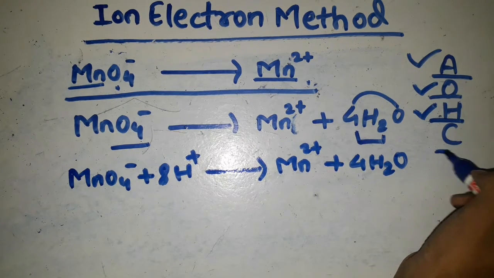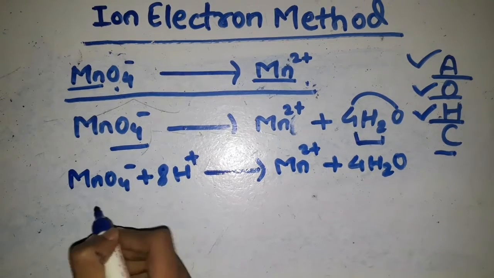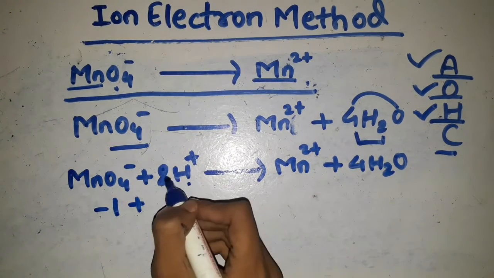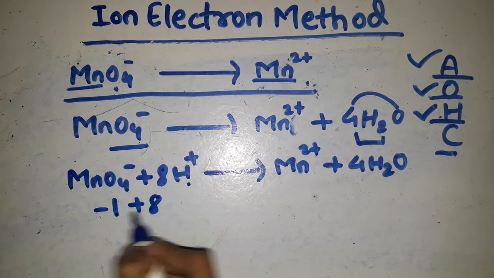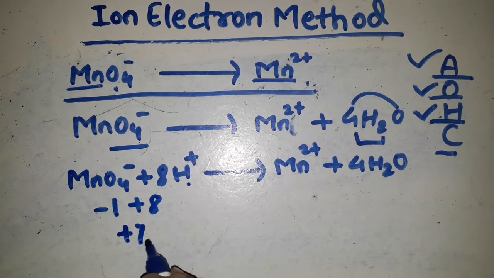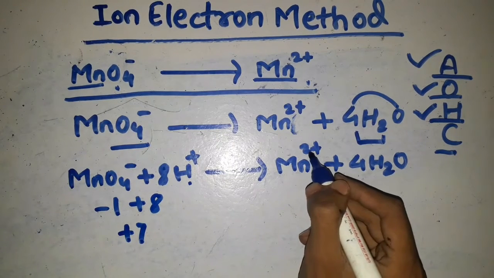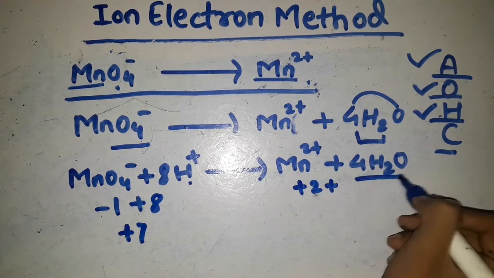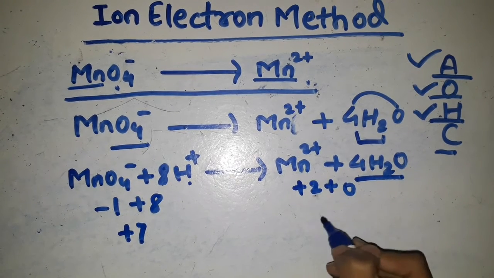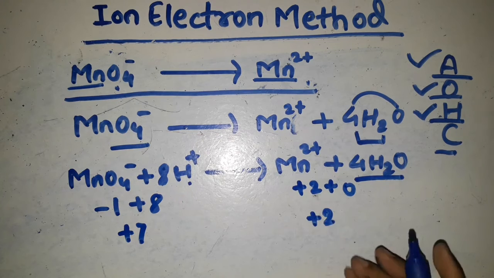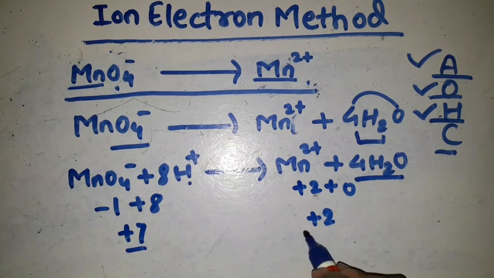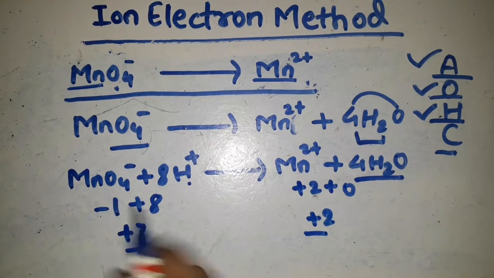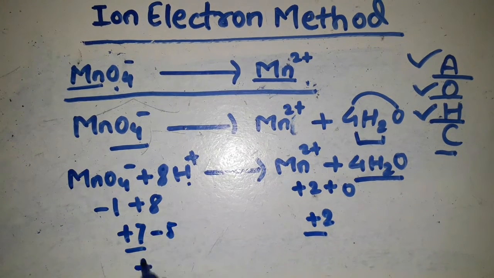Now we will have to see the charge. Here charge is minus 1 plus 8. 1 hydrogen contains 1 plus charge, so 8 hydrogens contain 8 plus charge. So here the overall charge becomes plus 7. Here we have plus 2 charge. H2O has no charge, so plus 0. So the net charge is plus 2. Here plus 7, so the difference is 5. So we will add 5 electrons to this side so that it becomes minus 5 and gives plus 2.